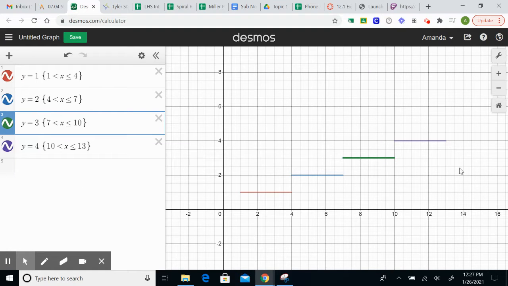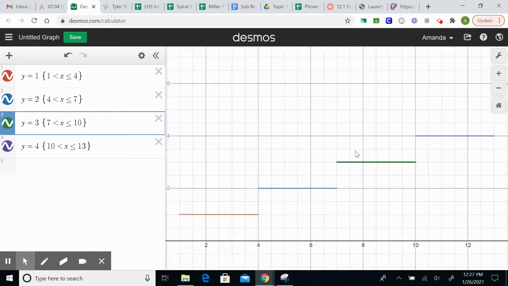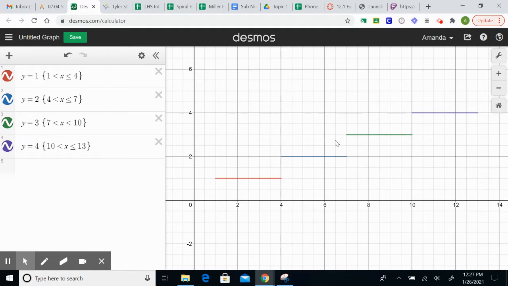Okay, this is a special type of piecewise function called a step function. And it's called a step function because it literally goes up in steps, right? Here's my first step, second, third, and fourth. But it's really just a piecewise function. It's just a certain type.